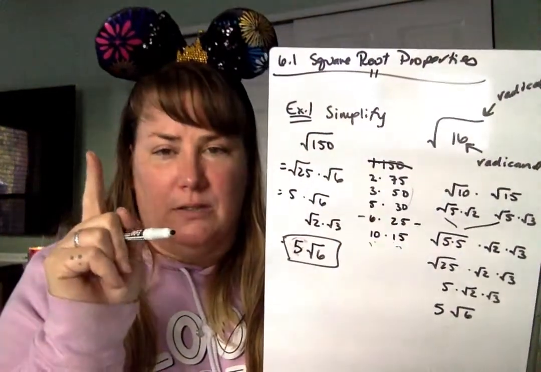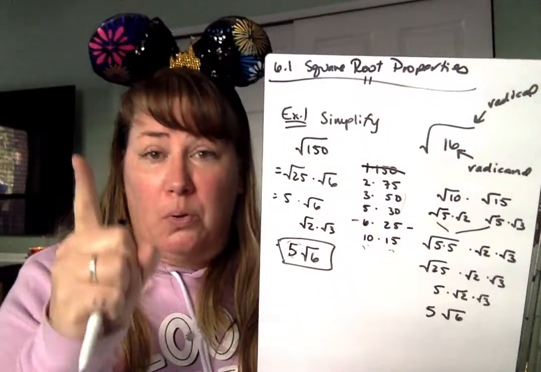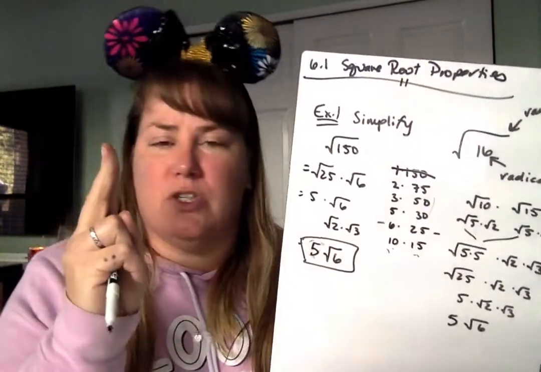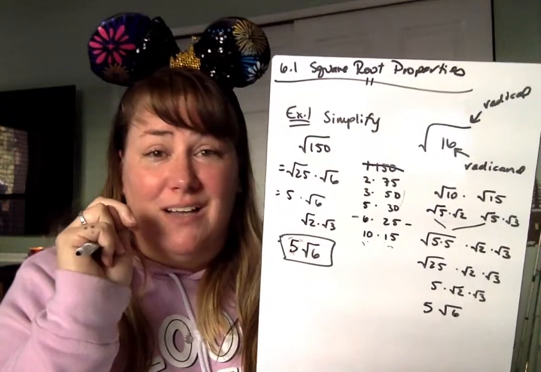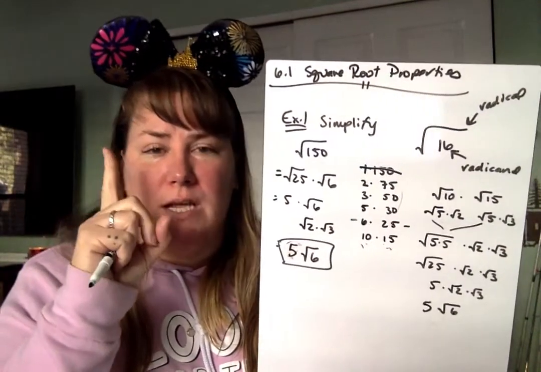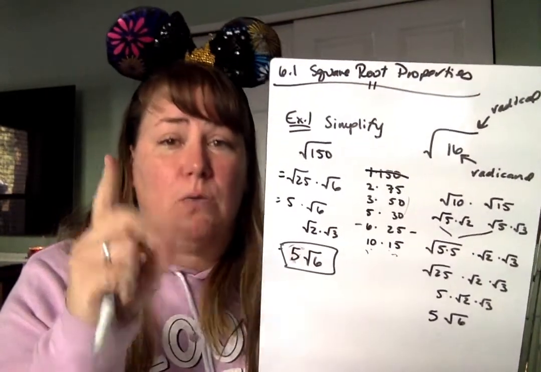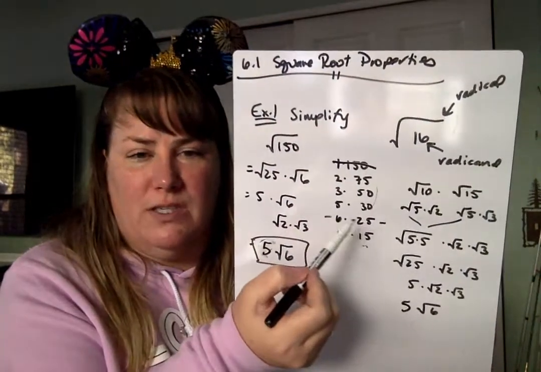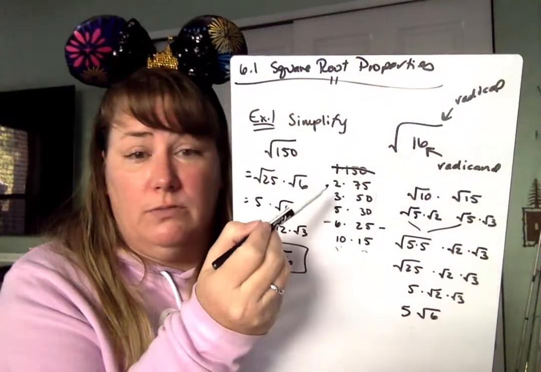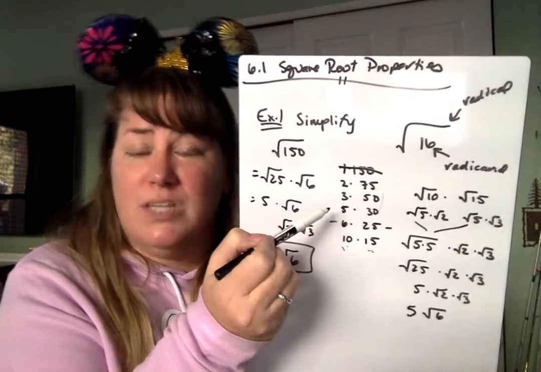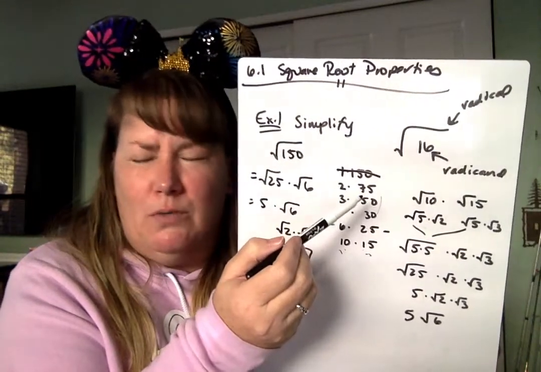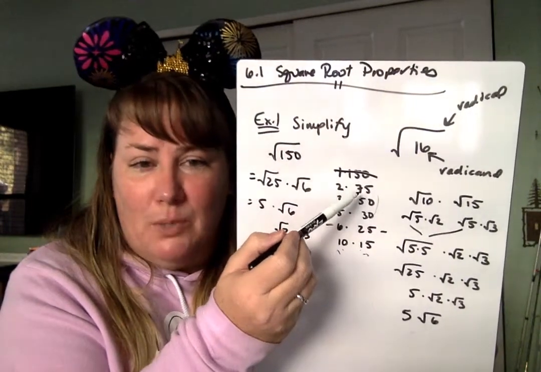Your first option, the best possible, prime factor and perfect square factor. If that's not an option, then my choice is perfect square and then prime. That's why I chose this one. These would have worked too. You just had a little bit more work to do because you have to break down bigger numbers.